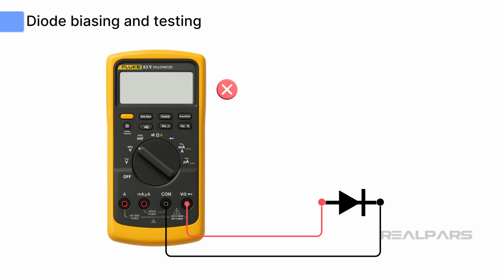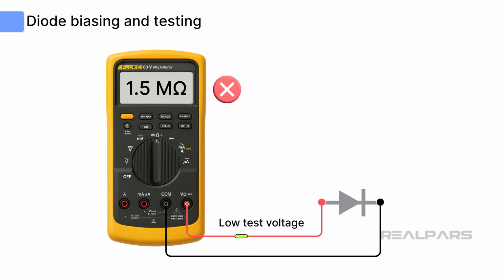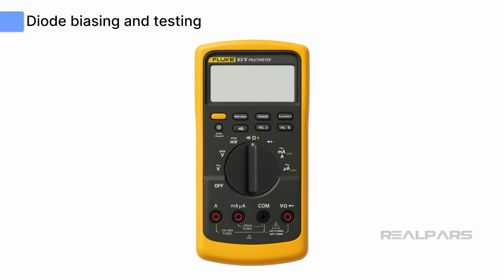Why can't we use the ohms function to test a diode? In the resistance or ohms function, the multimeter applies a small voltage to the device under test. Most multimeters do not provide a high enough voltage to overcome a diode knee voltage. Therefore, under a resistance test, the diode does not exhibit its expected low resistance characteristics, and the multimeter displays confusing and meaningless readings.